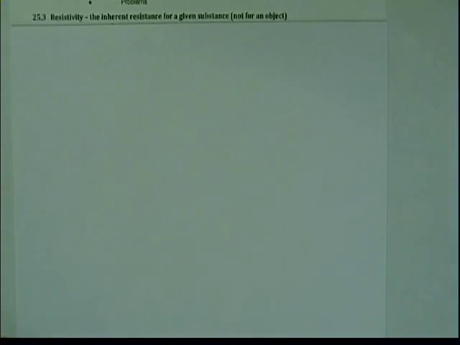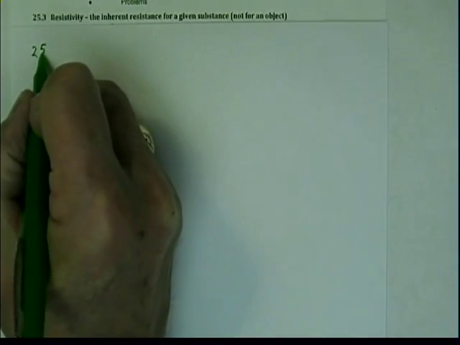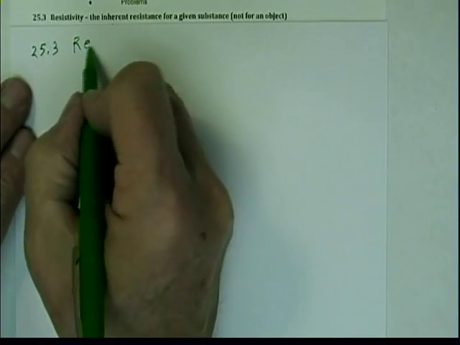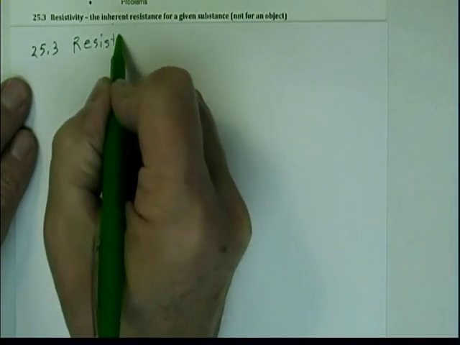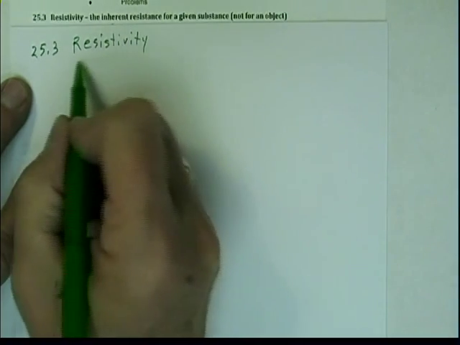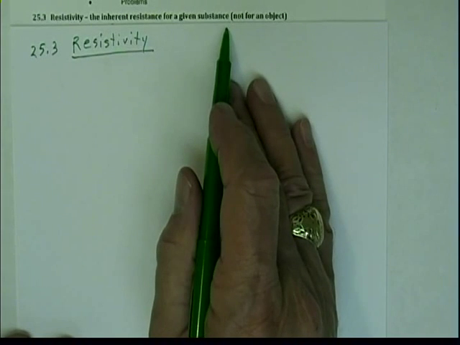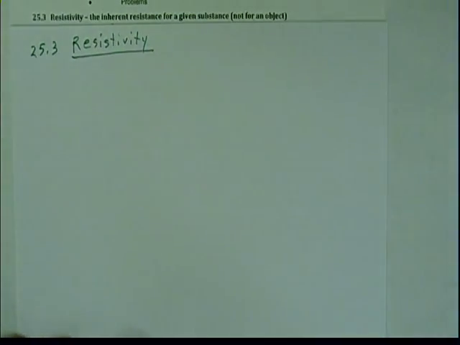Okay, in this next module, we're going to continue in Chapter 25 with Section 25.3. And here we're going to discuss something called the resistivity. The resistivity is the inherent resistance for a given substance and not just for a given object.